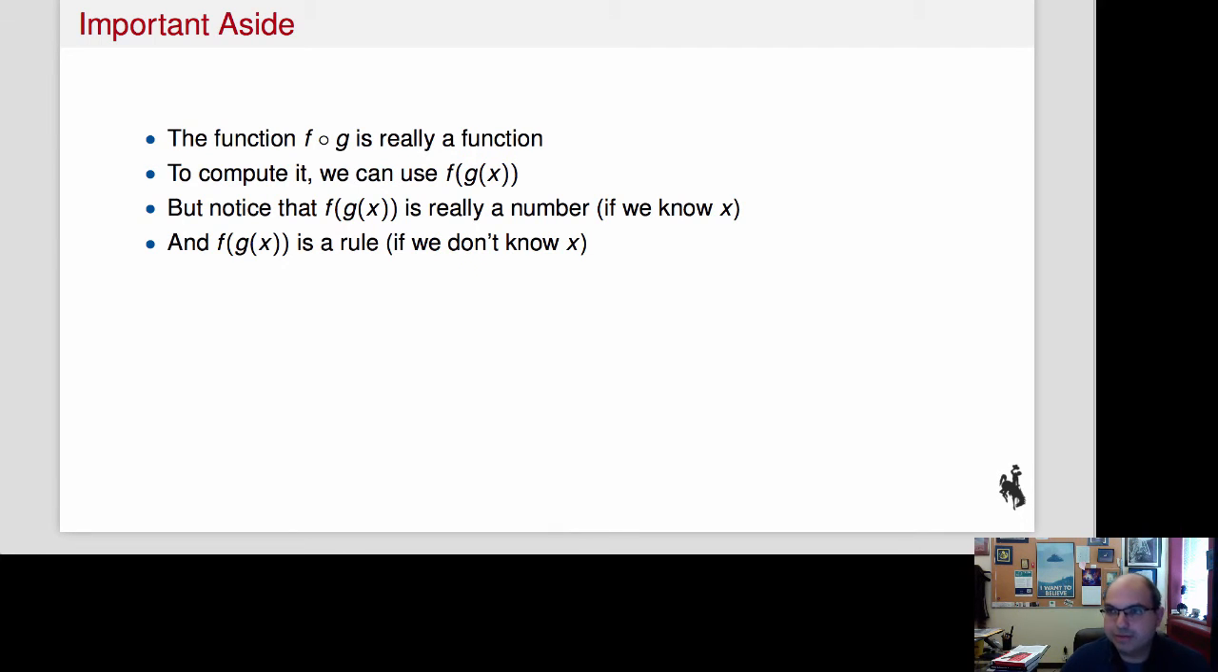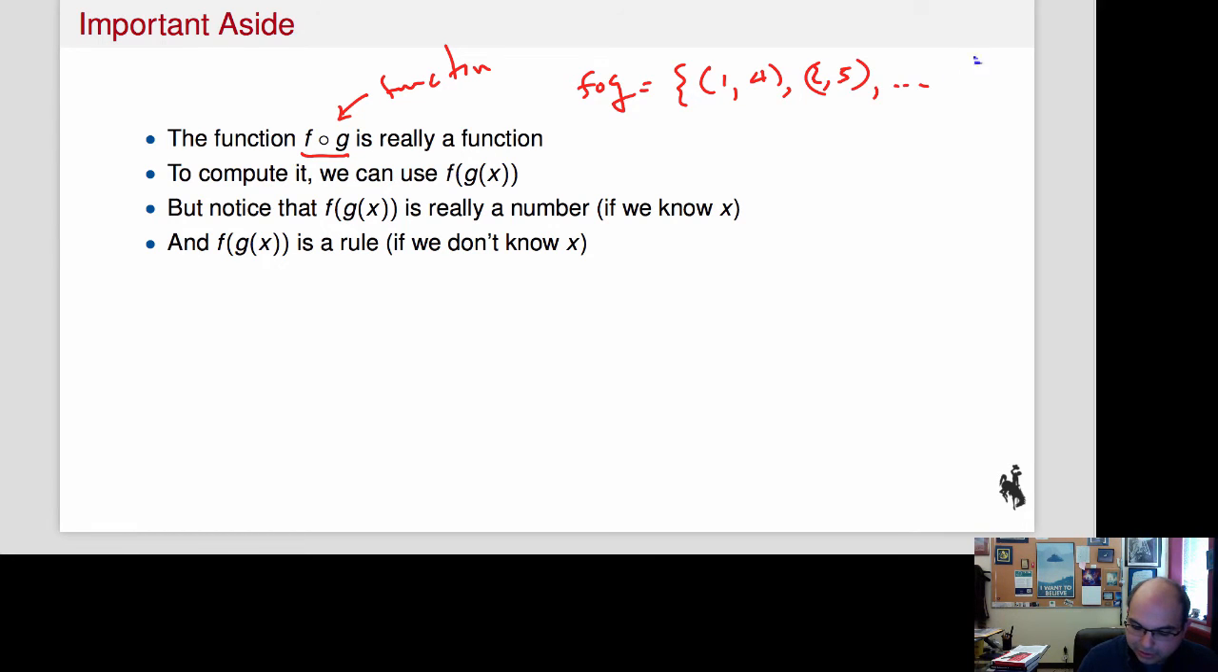I do want to make a notational distinction that's important. When I talk about f circle g, this is actually a function. So I might actually write it down. I rarely will, but I could write it down like this: 1 comma 4, 2 comma 5, and so on, right? It's a function, so it's a set. It's actually a relation, so it's a set that contains ordered pairs, where the first element in the ordered pair comes from the domain, and the second one comes from the codomain.